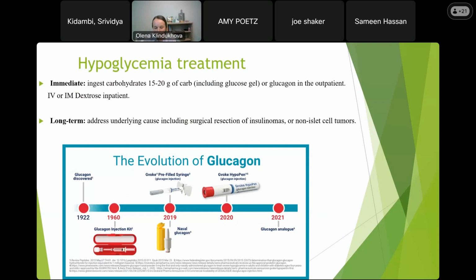Obviously, as we know, they're pretty costly, and not all insurance covers. And I still have patients complaining that they find Baqsimi confusing. I've had a number of patients who just say, "Okay, give me the old glucagon kit. That works. I know how to work that one."